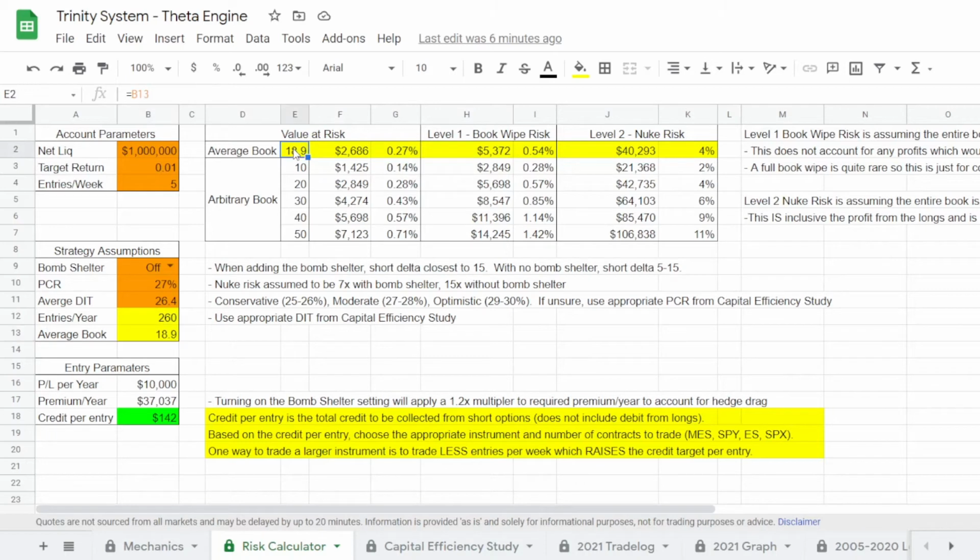But I know that in practice, your book size can change. It can go higher, it can go lower. I have sort of 5 arbitrary book sizes here. I have just 10, 20, 30, 40, and 50. So that's just at a glance.